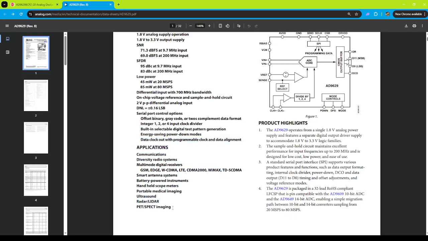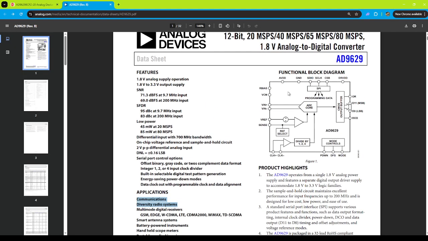Here we see a bunch of applications. We're going to be mostly analyzing this from a communications and radio system point of view, so using this as an IF analog to digital converter.